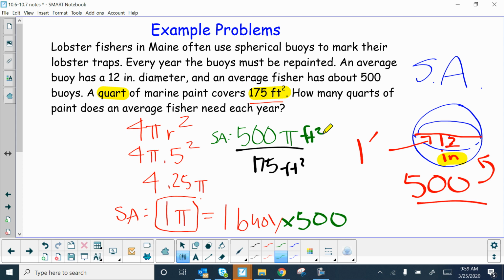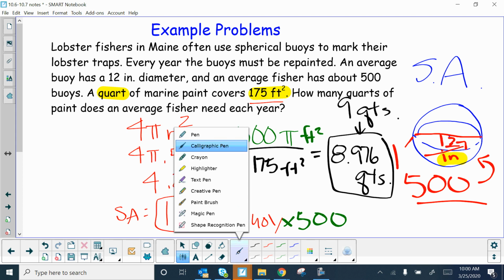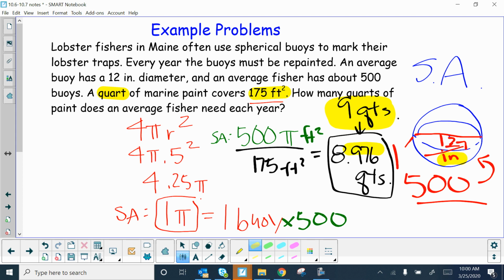So I'm going to take 500 times pi in the calculator. I get 1,570 divided by 175, and that equals about 8.976 quarts. And so it says, how many quarts of paint does the average fisher need? If we wanted to, we probably should just go ahead and round that up to 9 quarts to be safe. Okay. So 9 quarts is our final answer. Okay. If you put this answer right here, that's still correct as well. All right.